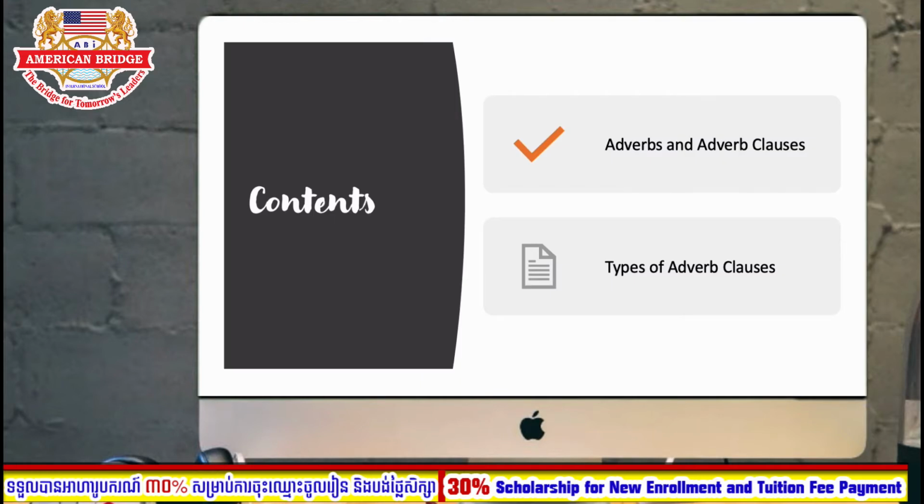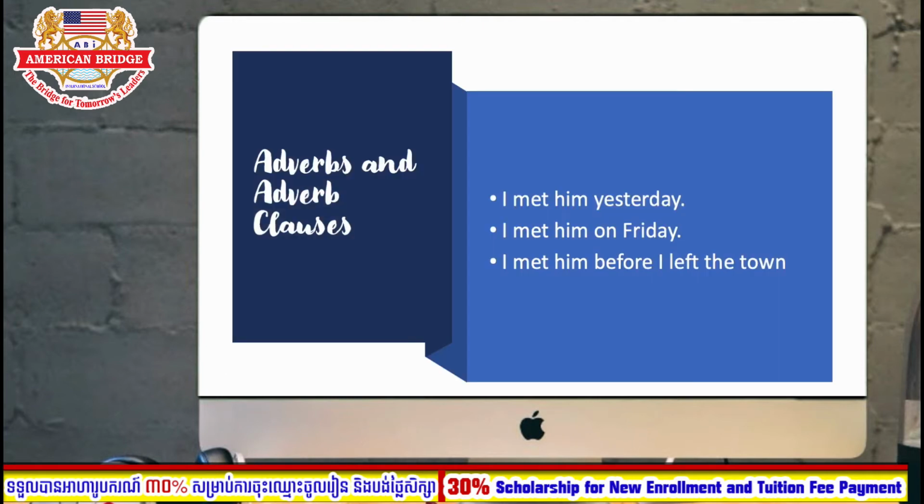Okay, so the content that we are going to discuss today: first of all, we will distinguish between what is an adverb and what is an adverb clause in the sentence. You will see clearly the use of adverb clause and adverb in the sentence. Moreover, there are many types of adverb clause that we can talk about. For example, we can talk about the clause of time, which is a part of adverb clause, and a clause of reason, which is also an adverb clause. So right now, let's look at the adverb and adverb clause.